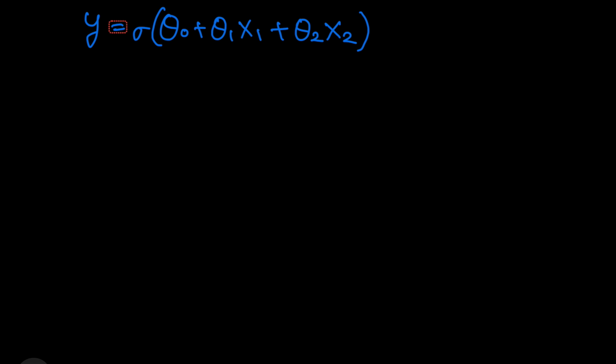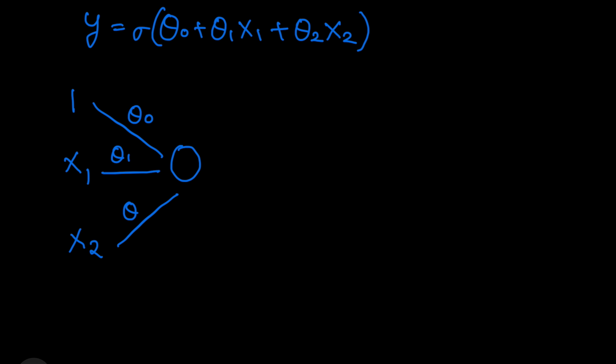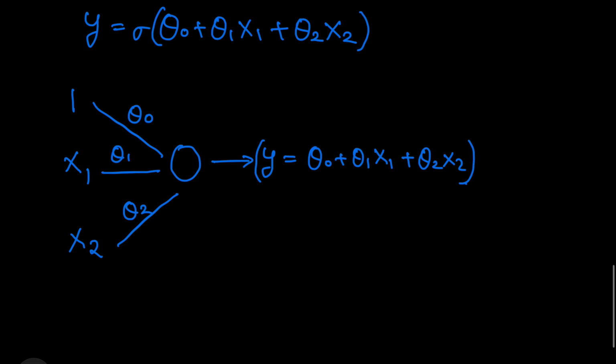Well, if you calculate the neural network, it would be simply 1, x1, x2, right? So we have this neuron in here, and this would be theta naught, this would be theta 1, this would be theta 2, and then we get the y, that would be simply theta naught plus theta 1 x1 plus theta 2 x2, and then on top of it we actually apply the sigmoid function.